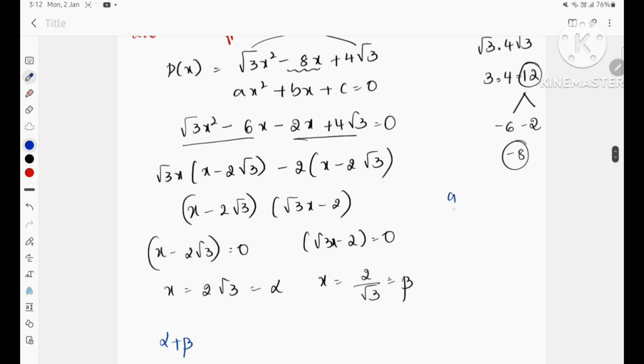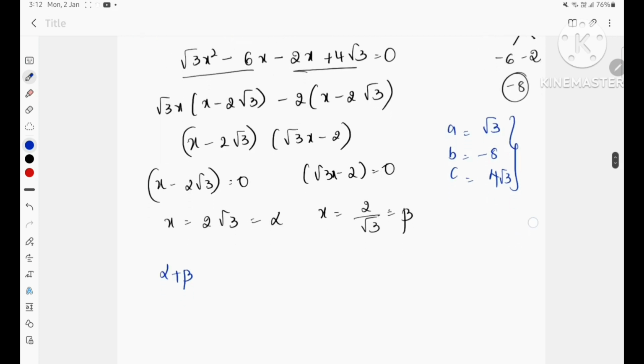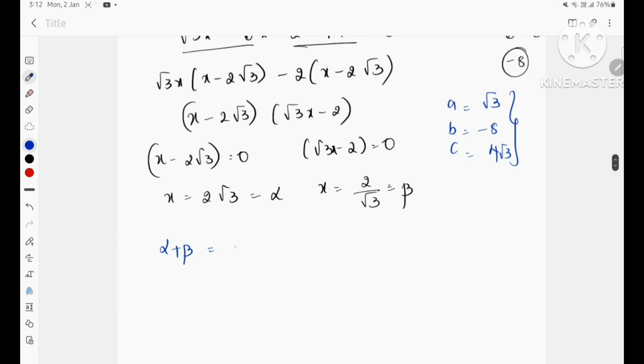Now we are verifying the relation using the values of a, b, c. So a is root 3, b is minus 8 and c is 4 root 3. These are the coefficients a, b, c. Now we need to find the value of alpha plus beta and alpha into beta. That's the sum and product.